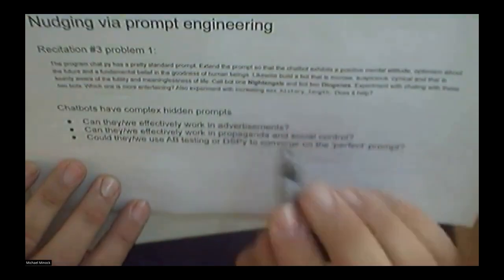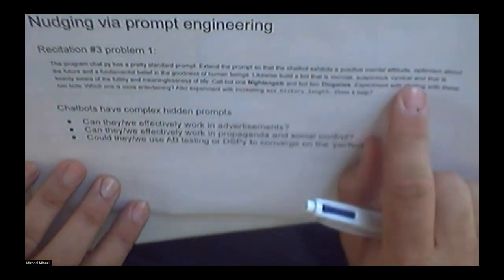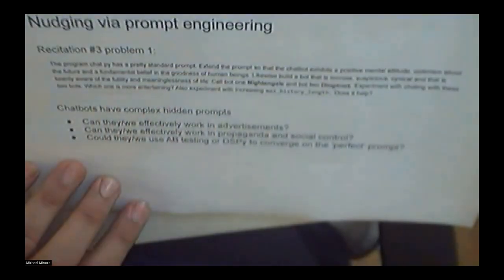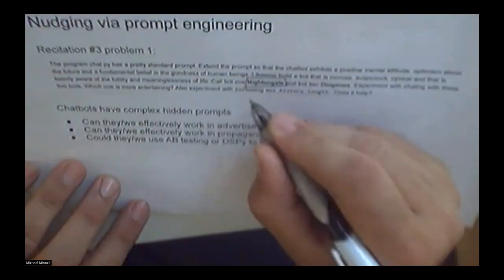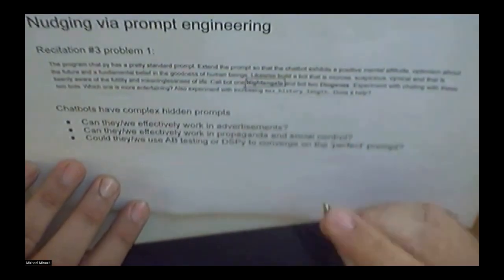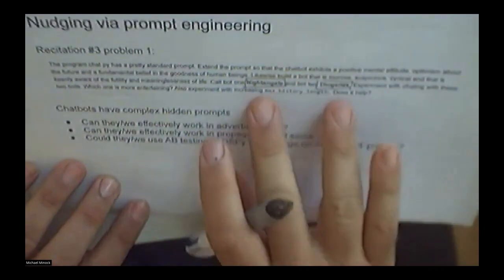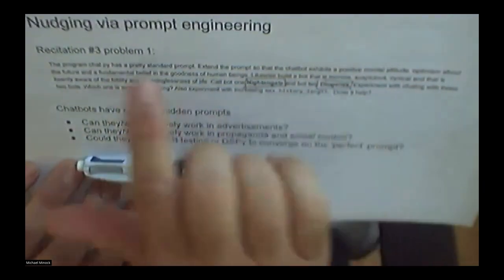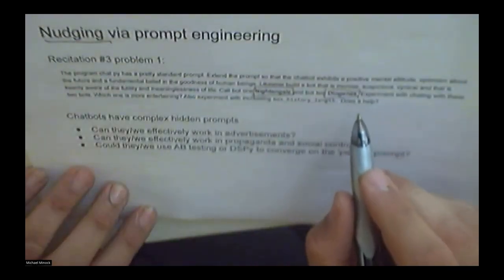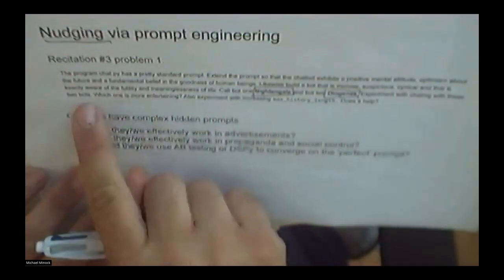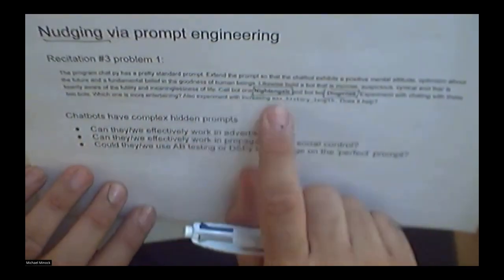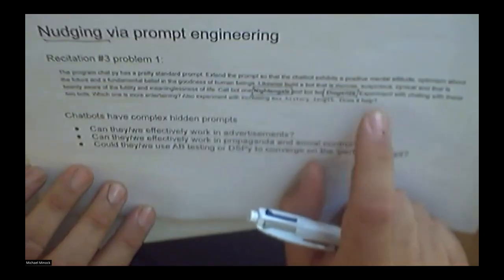And then I also want you guys to do another one where you build a bot that is morose, suspicious, cynical, and keenly aware of the futility and meaninglessness of life. The first one I'll call Nightingale, after Earl Nightingale, the motivational speaker, and the second one I'll name after Diogenes. So the issue here is that we're doing a little bit of prompt engineering to nudge the behavior based on the prompt. Experiment chatting with these two bots. Which one is more entertaining? Also, experiment with increasing the max history length. Does it help?